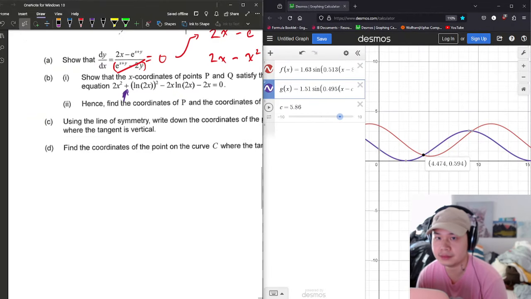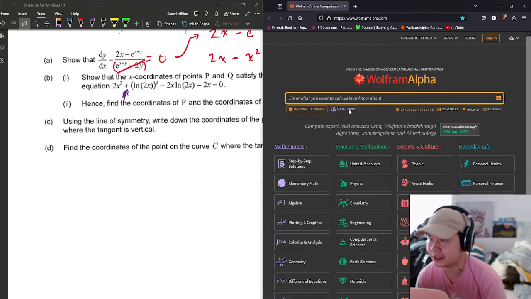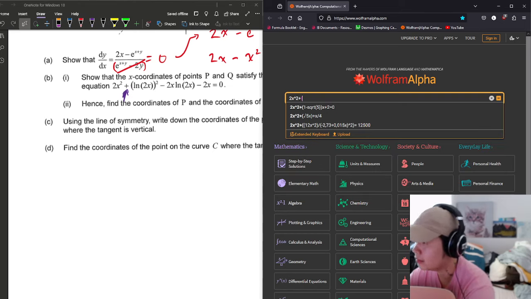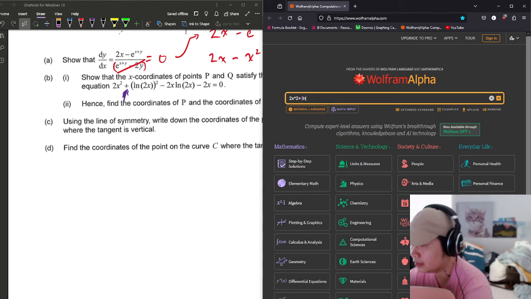So that's what Wolfram Alpha is for instead of my GDC. So we have what? 2x to the power of 2 plus natural log 2x, all of this is squared, minus 2x times natural log of 2x minus 2x equals 0. And I don't think I need to tell it to solve, but I'll just say solve.